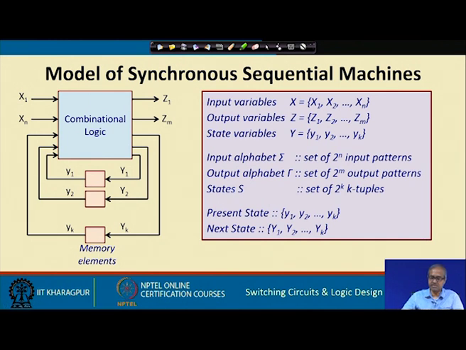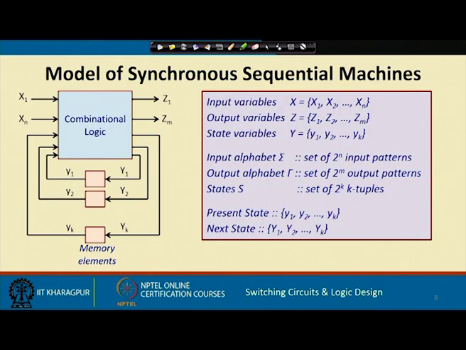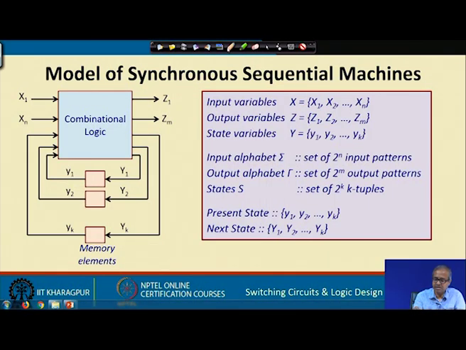Now, when you talk about a synchronous sequential machine, it is a sequential machine which is synchronized by a clock. Whenever the active clock edge comes, the states keep on changing. The flip flops are triggered by some leading edge or falling edge of the clock, only then some changes will take place. So, pictorially speaking, a synchronous sequential machine can be modeled like this.